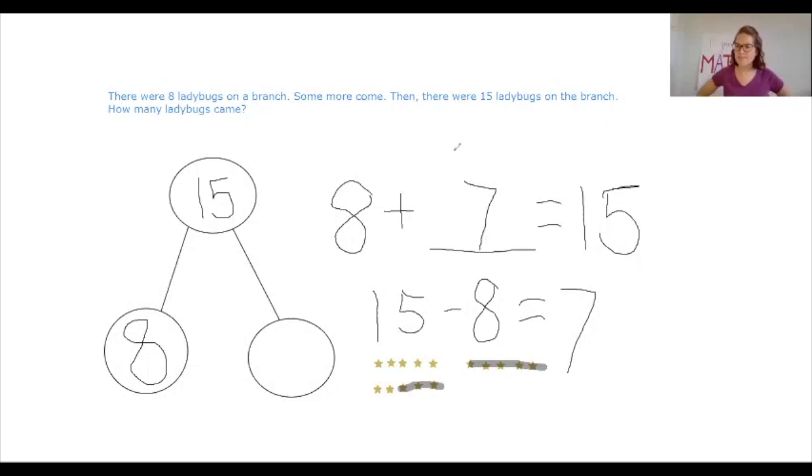8 plus 7 is 15. Let's check if that's right. Let's count on. So think 8, 9, 10, 11, 12, 13, 14, 15. I added 7 more and I got 15. So 7 is our missing part.